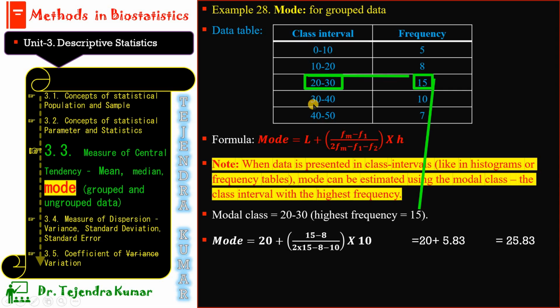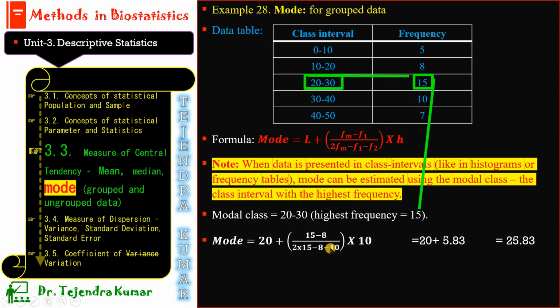That's why mode will be calculated in this way, because the formula was saying L is the lower value, which is 20, so we have taken 20 plus, here fm is the modal frequency, so this is 15, minus the frequency before the modal class, that is 8, divided by 2 into fm again, 15, minus 8, f1, minus f2, which is the frequency after the modal class, so that is 10.